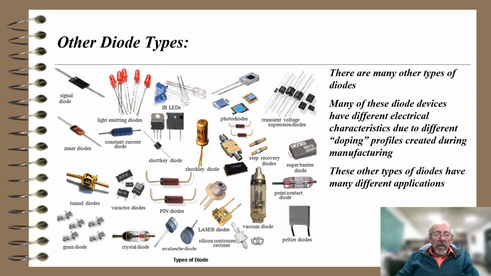The middle row shows infrared LEDs, Schottky diodes, PIN diodes, avalanche diodes, again, all different types of diodes. If I go to the fourth column, I see photodiodes. There's a type of Schottky diode, it looks like, there in the middle, which might have been the other column. Step recovery diodes, vacuum diodes, laser diodes, silicon-controlled rectifiers. And the last column on the right: transient voltage suppression diodes, super barrier diode, point contact diode, and what's the last one? Peltier diode. I have no idea what that last one is, but I'll have to look it up. So again, all kinds of different diode types, basically different doping profiles.